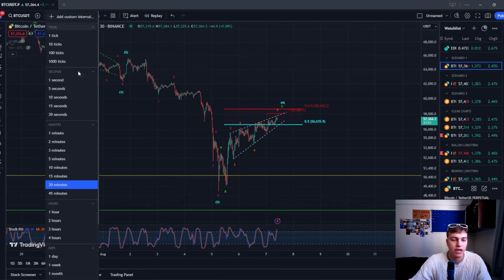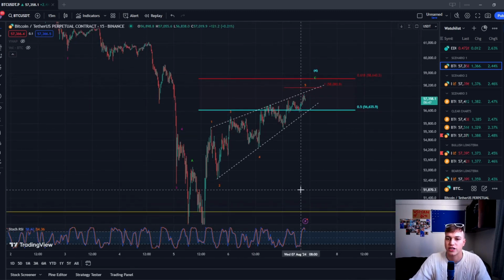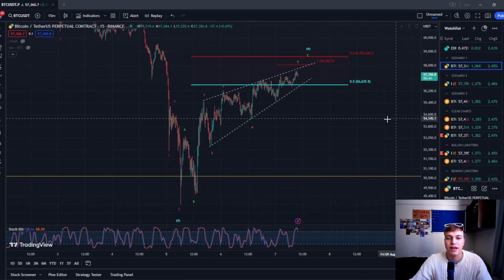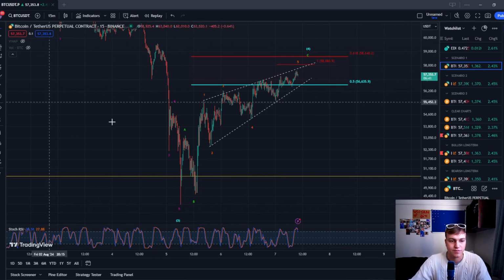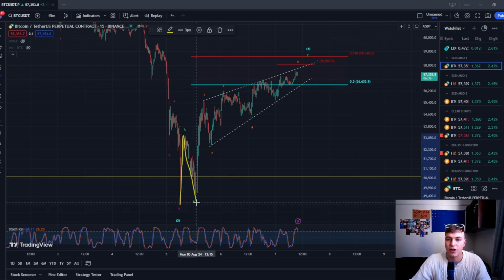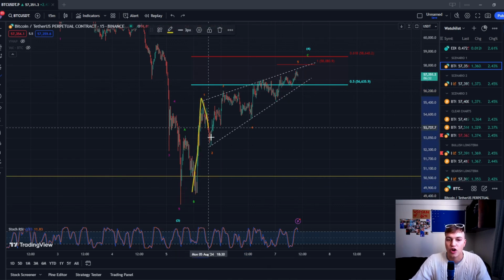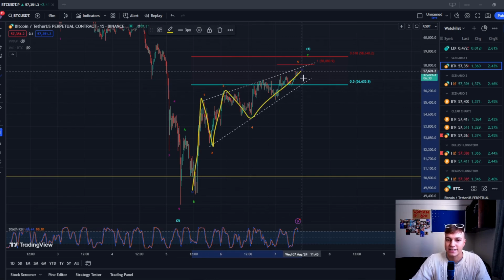Now, if we go to the 15-minute time frame, we can see the current price action has been grinding up very, very slowly. What this is, in my opinion, is an A wave up, a B wave down, and a C wave extended in a contracting ending diagonal.